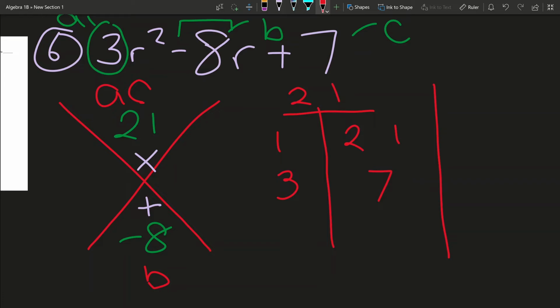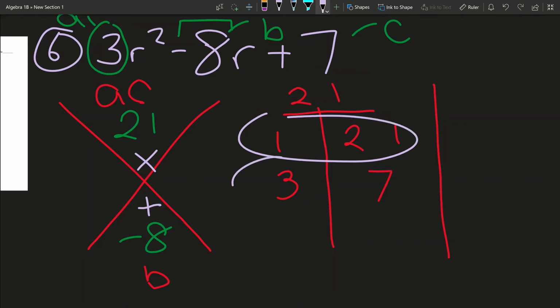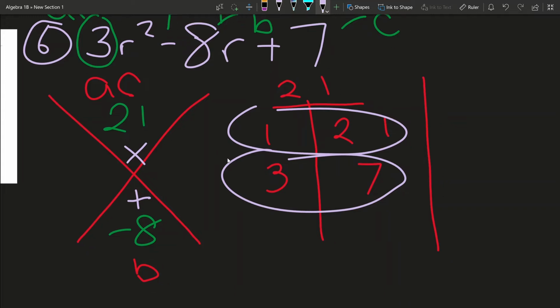So, is there any way that we can change these numbers to add up to negative 8? Well, let's try it out. 3 and 7? No. 7 minus 3 would be 4, and 3 minus 7 would be negative 4, so that wouldn't work. 1 and 21? There's also no way. So for this case, you would just write that it's unfactorable.